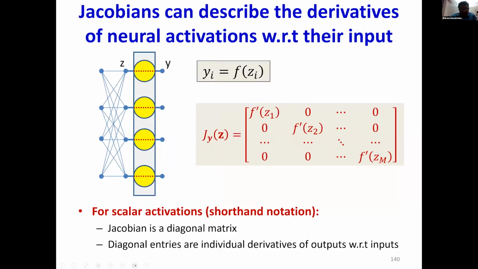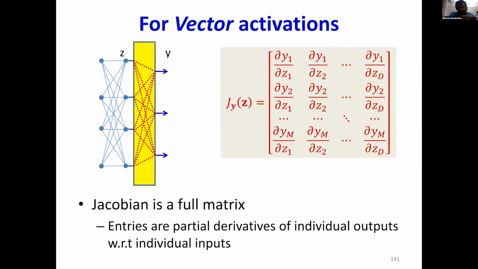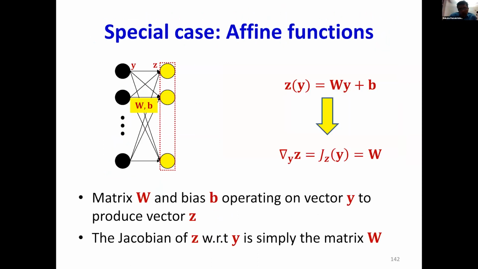So now, if I have scalar activations, each y is a function of only the corresponding z and doesn't depend on the remaining z's. So this Jacobian is going to be a diagonal matrix, right? Where the diagonals are the derivatives of the individual activations. You guys with me? Yes or no? Yeah, okay. And when it's a proper vector activation, each y is going to be a function of every z. And so the Jacobian is going to contain all of the partial derivatives, which will not necessarily be zero. So far, so good, right?